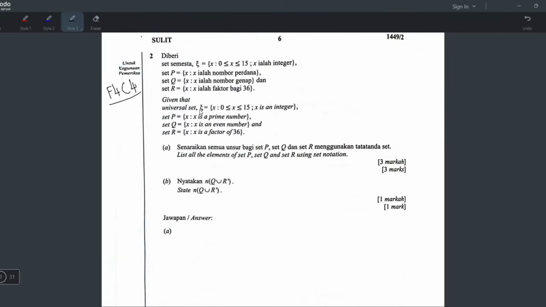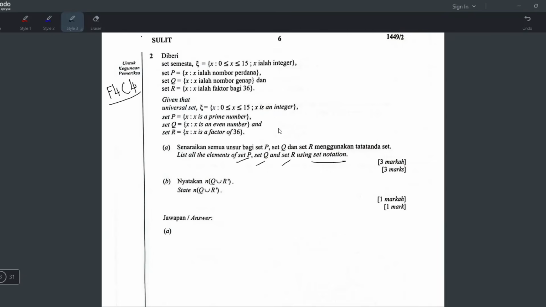Okay, given that universal set is x between 0 and 15, x is an integer, and then set P, x is a prime number, set Q, x is an even, set R, x is a factor of 36. And then A, list all the elements of P, Q, R using set notation. All right, this one we call it set description. Yeah, when they give you this, these are all set description. And what we have to do is we have to convert the set description to set notation. Okay, all right, what is set notation?